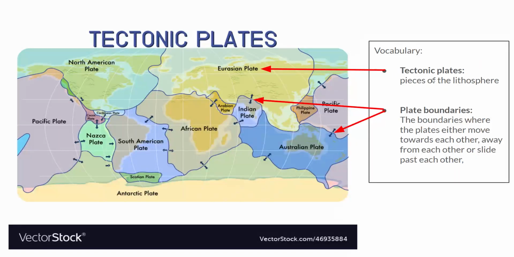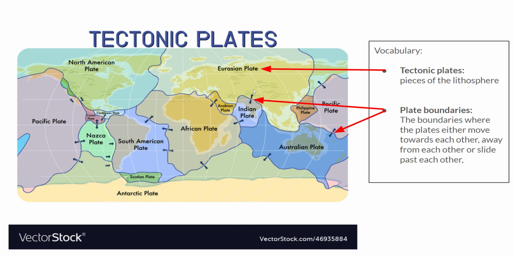So, let's go over some vocabulary. Tectonic plates are pieces of the lithosphere. And as you can see, we have many different pieces or plates of the lithosphere. This is the Australian plate, African plate, Eurasian plate, North American plate. And plate boundaries are the boundaries between the plates or where the plates move.